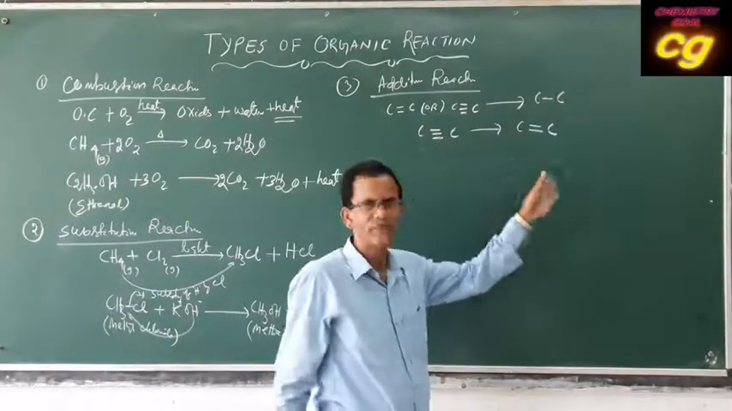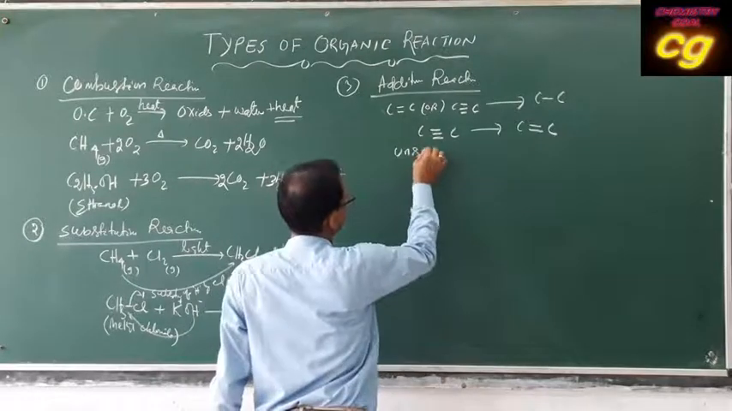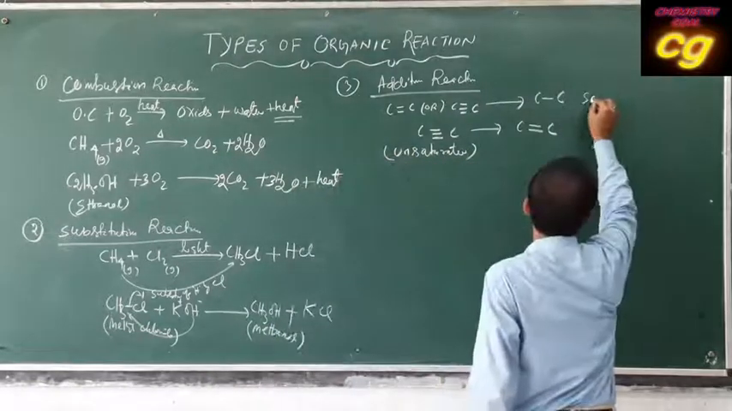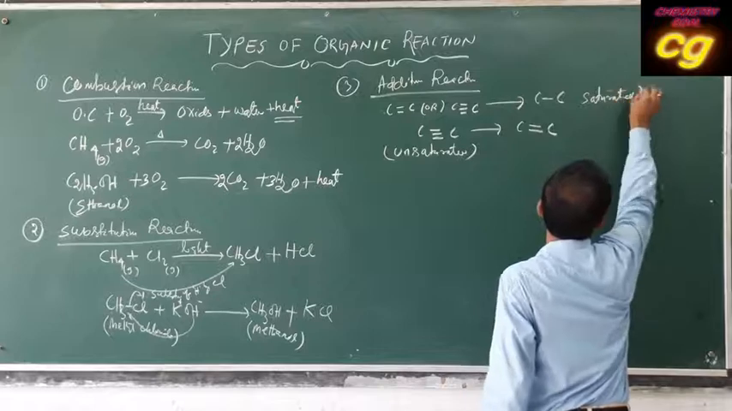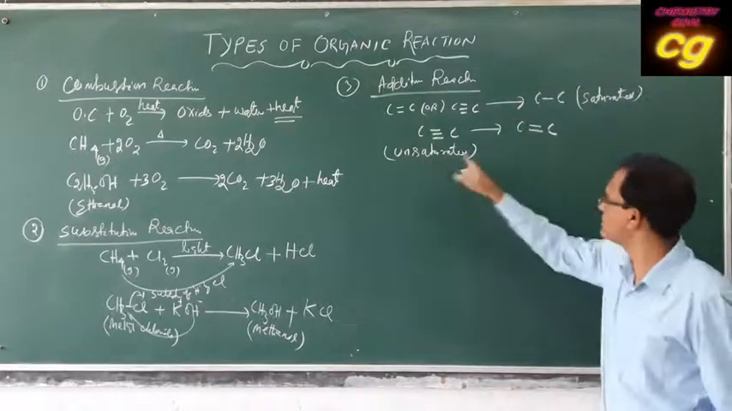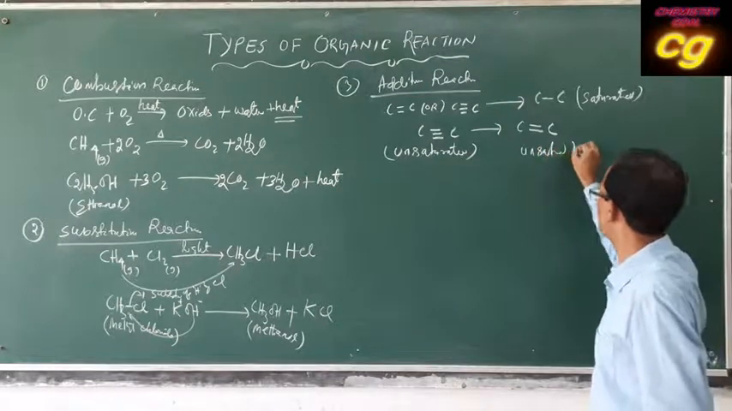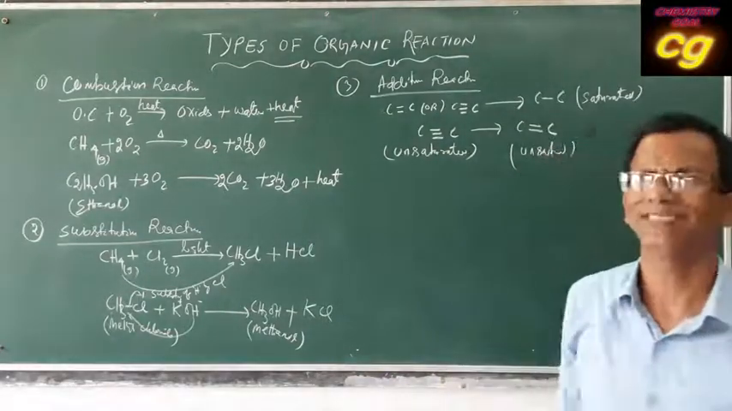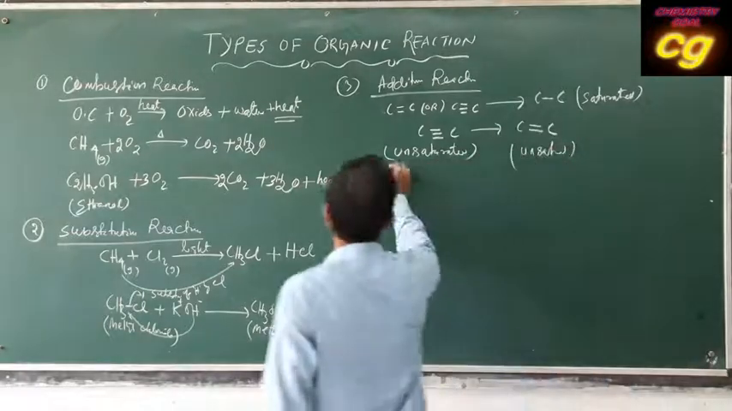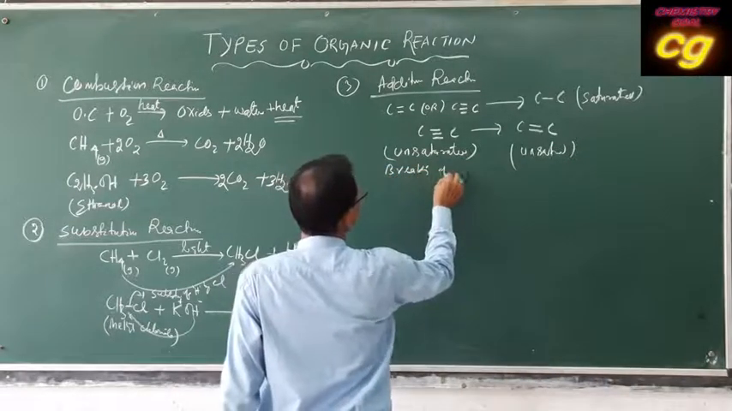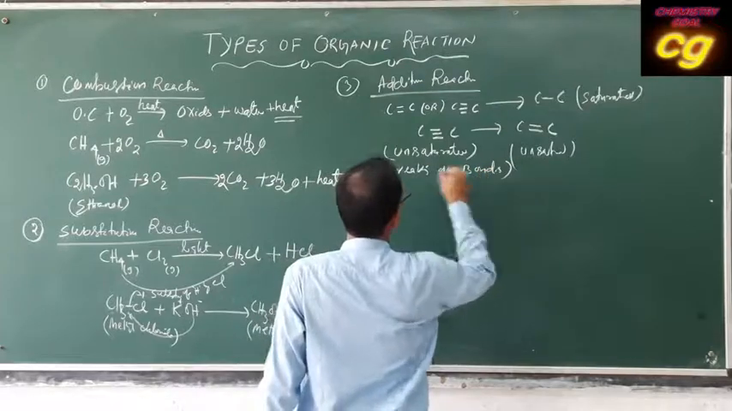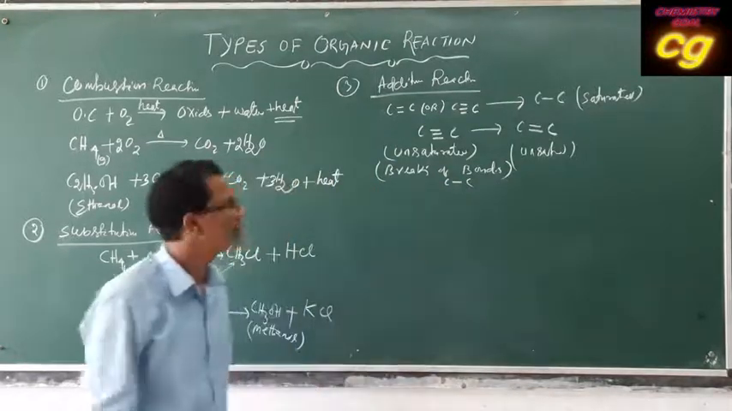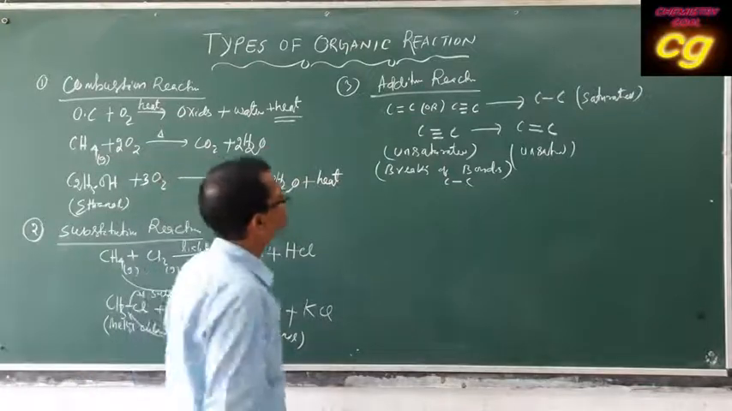In this type of reaction, we can say this is unsaturated. Already we have read. It is saturated. But it is also unsaturated. But the difference is it has triple bond, double bond, and one bond breaks. Breaking of bond, that is called addition reaction. Which bond? Carbon-carbon bond. Breaking of bonds, that is called addition reaction. Examples are the examples.